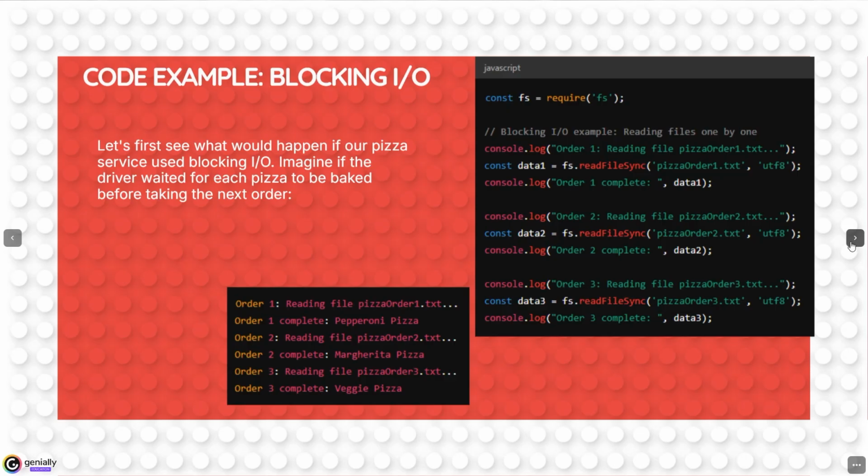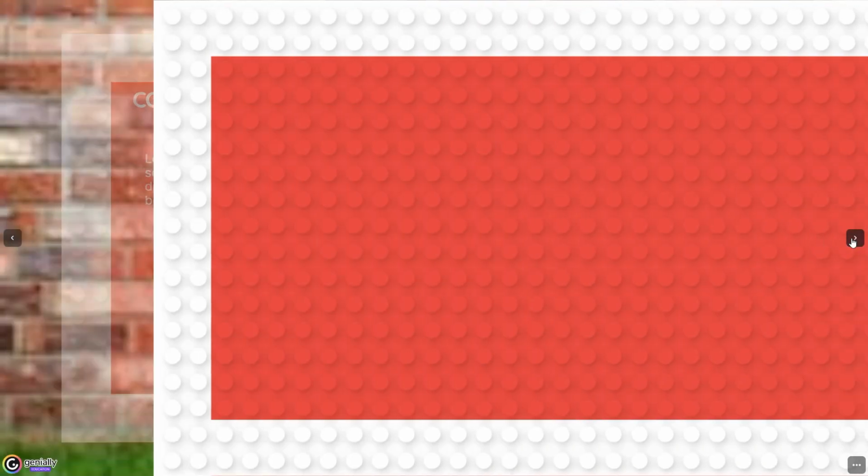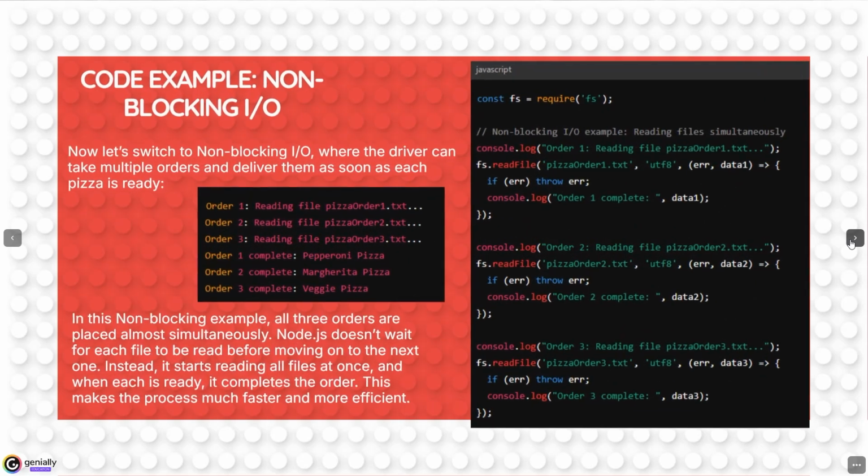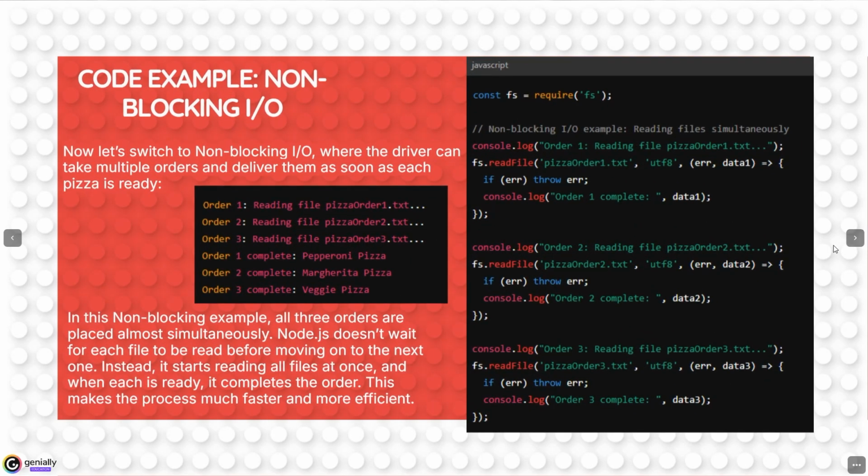Let's first see what would happen if your pizza service used blocking I/O. Imagine if the driver waited for each pizza to be baked before taking the next order. And here we switch to non-blocking I/O, where the driver can take multiple orders and deliver them as soon as each pizza is ready.